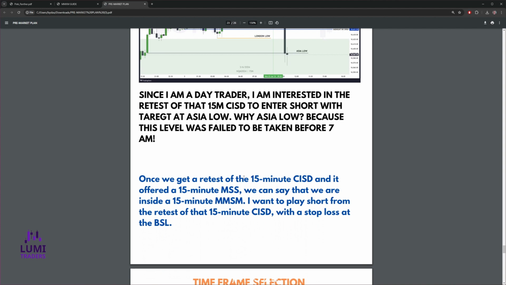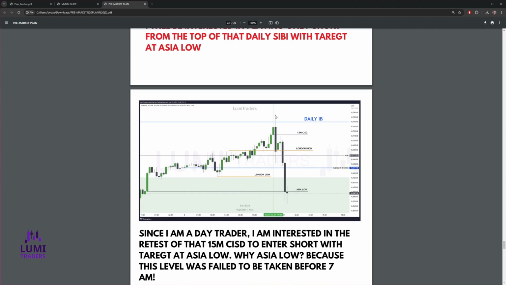Once we get the test of the 15-minute change in the state of delivery and offered 15-minute market structure shift, we can say that we are inside a 15-minute market maker model. I want to play short from the test of the 15-minute change in the state of delivery with stop loss at buy side liquidity, right here.